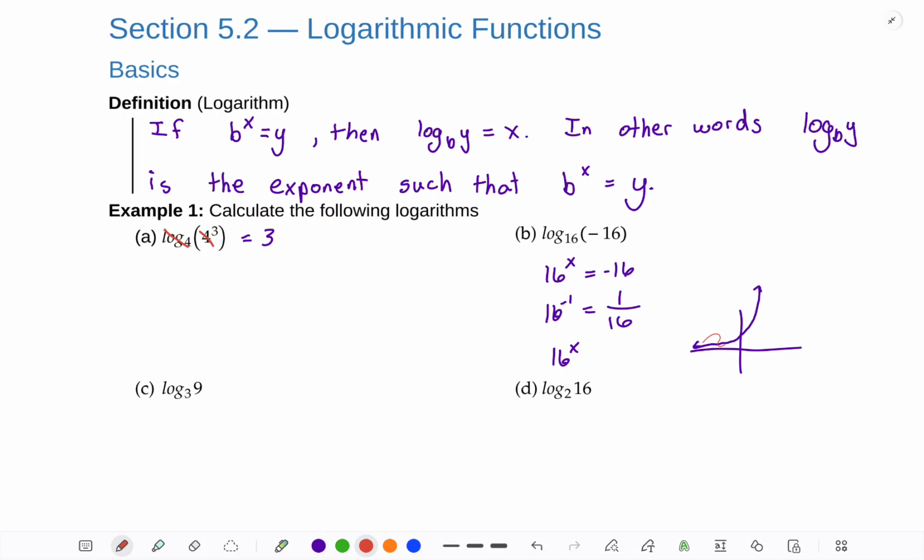And remember, there was something called a horizontal asymptote right here. That means it will never become negative. So 16 to the x is never negative. That means log base 16 of negative 16 is undefined. We can't take the log of a negative. And furthermore, because the horizontal asymptote is 0, you also can't take the log of 0. So they're similar to square roots because you can't take the square root of a negative, but they're dissimilar because you can take the square root of 0, but you cannot take the log of 0.